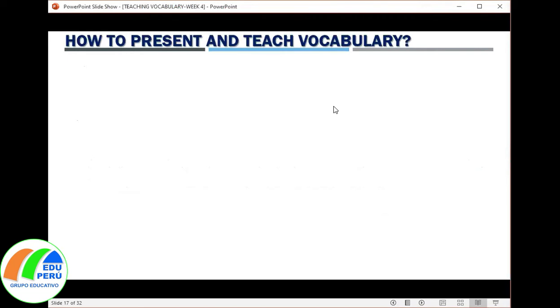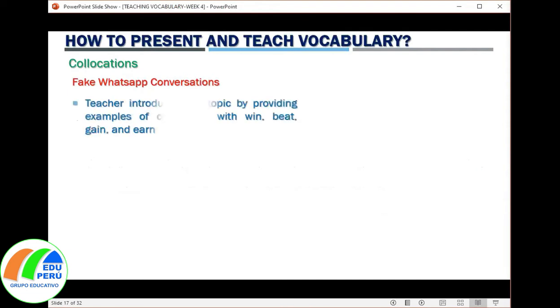Yeah, the other one. Here we have the fake WhatsApp conversations. Nowadays, you know that our students are so related to this social network, this social platform that is WhatsApp. So we could use it in order to teach them, to present them some collocations.